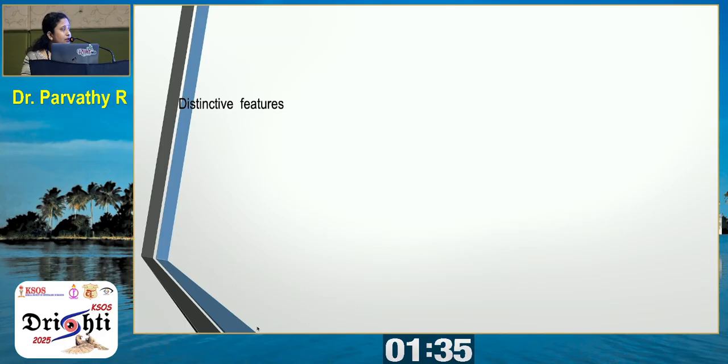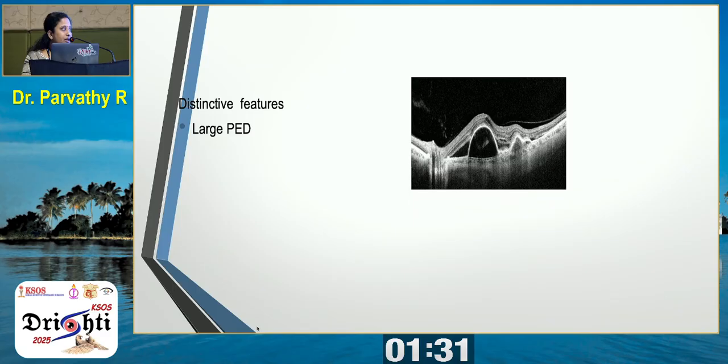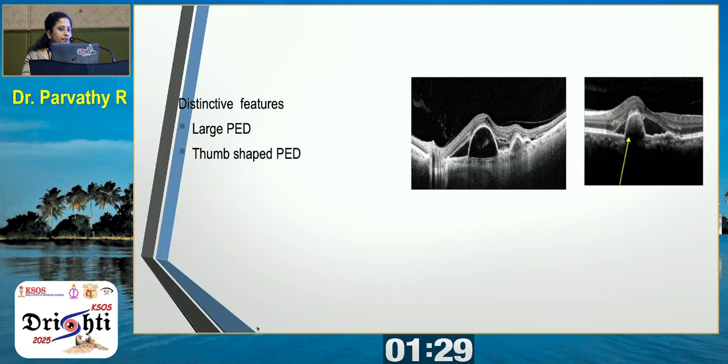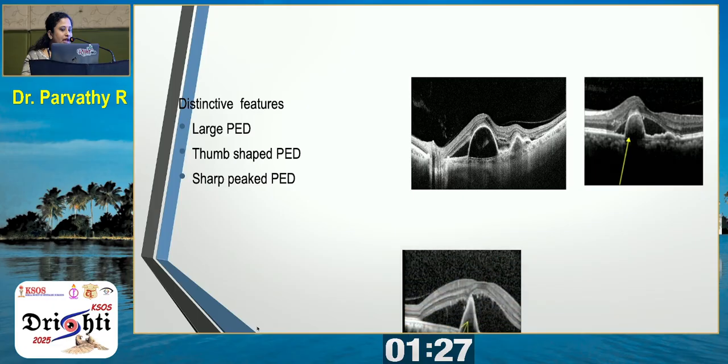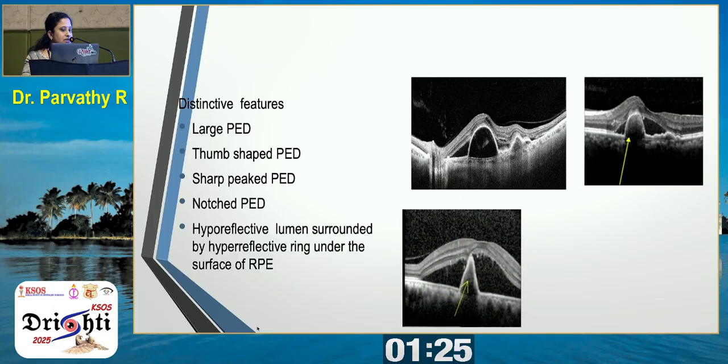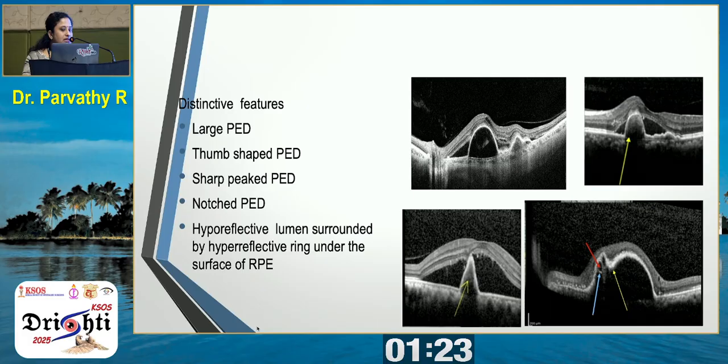And there are some OCT features which are distinctive for PCV, and they include large PEDs, thumb-shaped PEDs, then we have sharp peak PEDs and notch PEDs. Near the notch, we can see a hyporeflective lumen, that is the red arrow, which is surrounded by a hyperreflective ring, which usually corresponds to polyps.